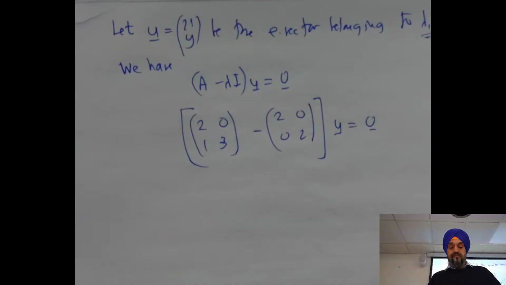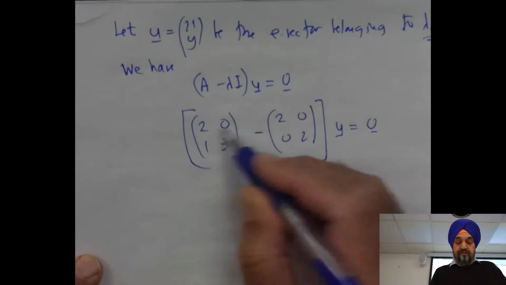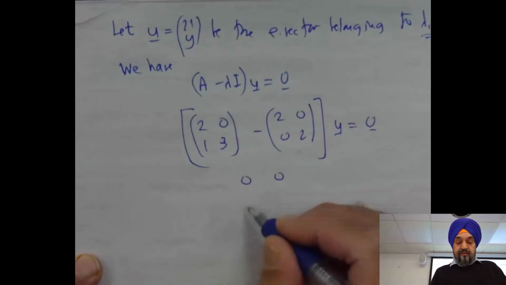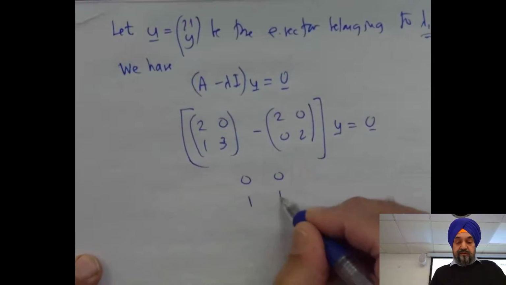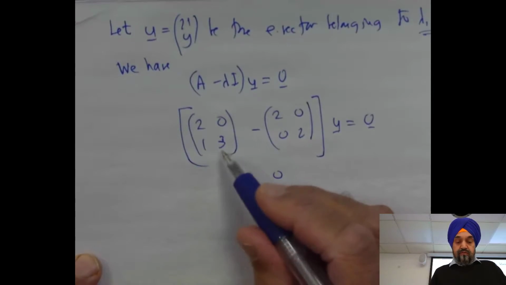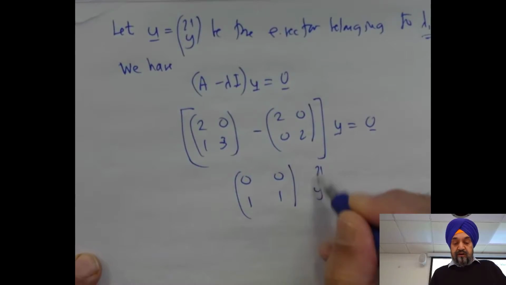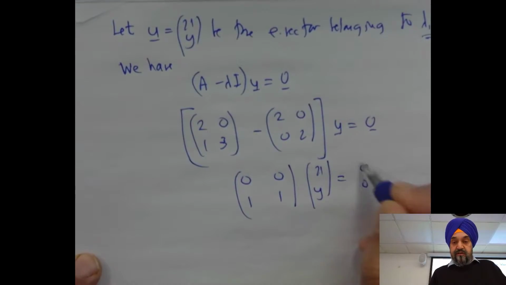0, 0, 1, 1. 2 take away 2 gives you 0. 0 take away 0 gives you 0. 1 take away 0 gives you 1. And 3 take away 2 gives you 1. So the matrix times (x, y) is equal to (0, 0).